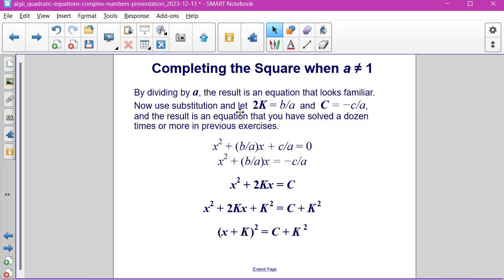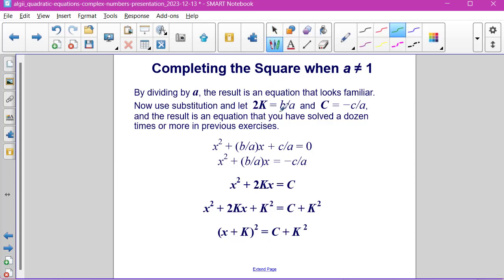If we use substitution and let 2k be equal to b over a and capital C be equal to negative c over a, the result is an equation that we have solved dozens of times in the previous exercises. We had x squared plus b over a in parentheses times x plus c over a equals 0. If we subtract c over a from both sides, we end up getting x squared plus b over a times x is equal to negative c over a.